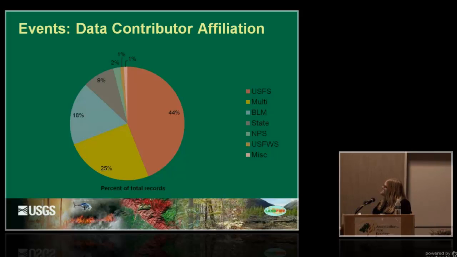Also, multi-agency data sources played a significant role. The BLM and state also contributed quite a bit of data. A lot of our BLM data came from either state or field offices, but we also incorporated a national BLM fire layer. And a lot of the state data came from state departments of natural resources and state divisions of forestry, some areas like that. NPS and the U.S. Fish and Wildlife Service were also contributors. And in the miscellaneous category, we have non-governmental organizations and tribal organizations that contributed.